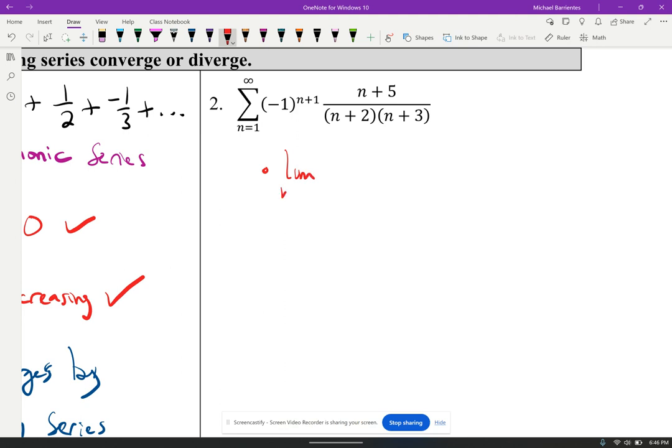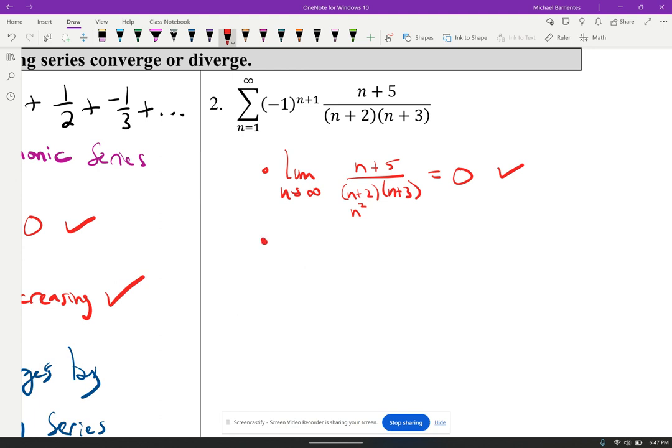If I take the limit as n approaches infinity of n plus 5 over n plus 2 times n plus 3, does that equal 0? Well, yes, because if I were to multiply the denominator, the biggest term would be n squared. So that would mean the denominator is getting bigger faster than the numerator. So this is going to 0. Check. But now, how do I show that this is decreasing?